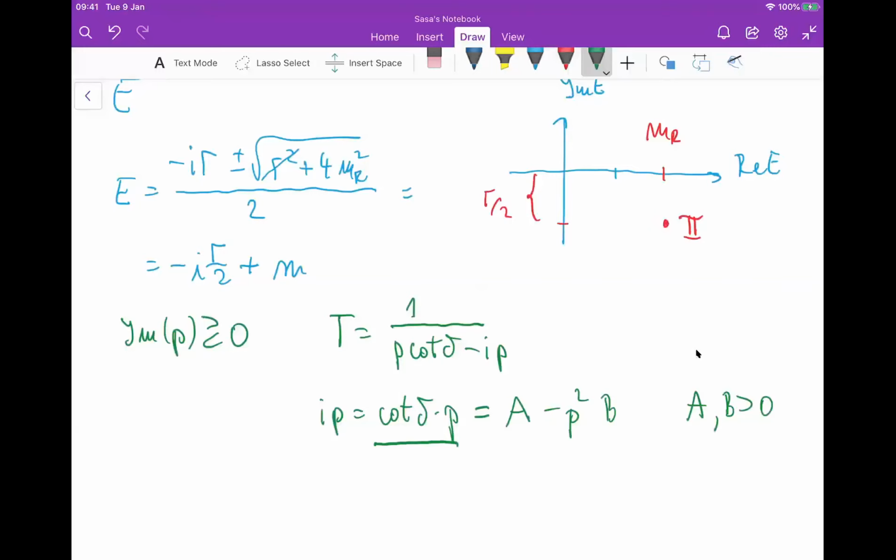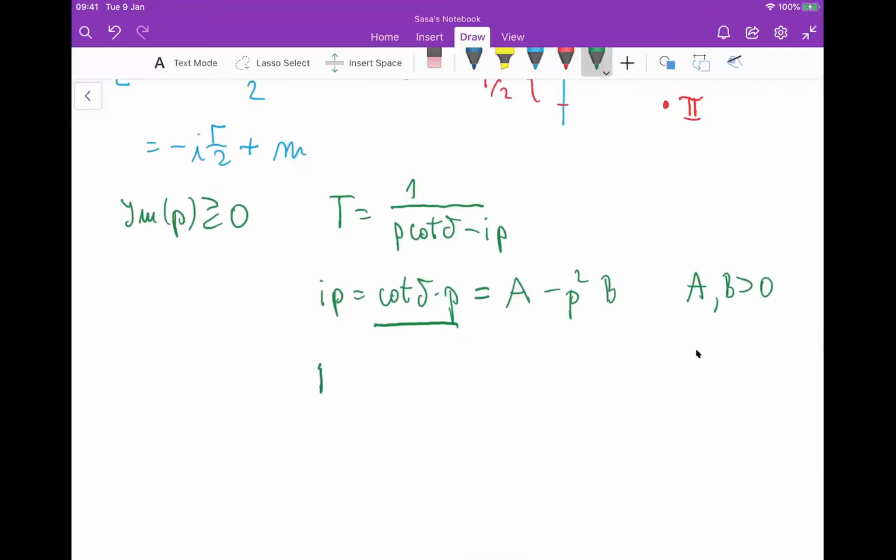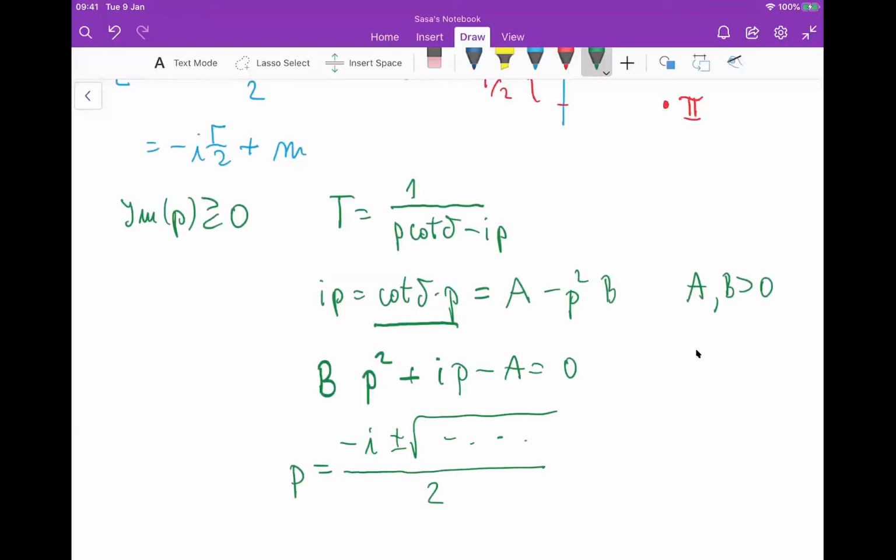So it's another quadratic equation. B times p squared plus i p minus A is equal to zero. Let's see the solution. p is minus i plus or minus the square root of whatever, over two. But this is real. So you see that the imaginary part of p is negative. So this means that the pole is on resonance sheet two.